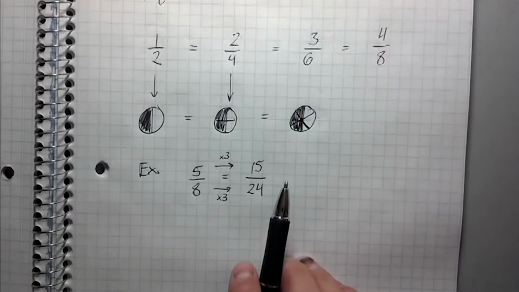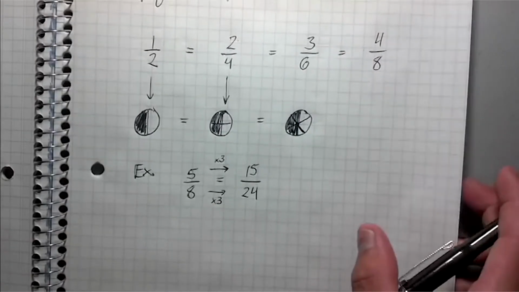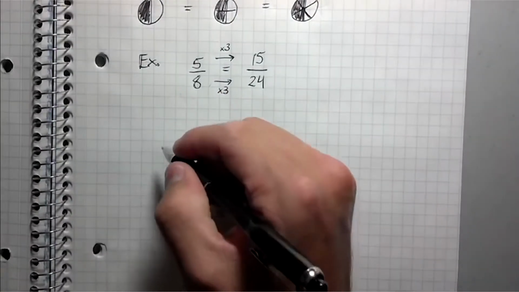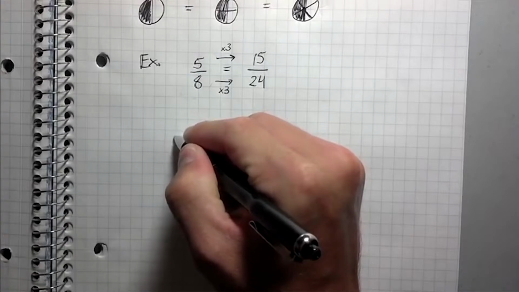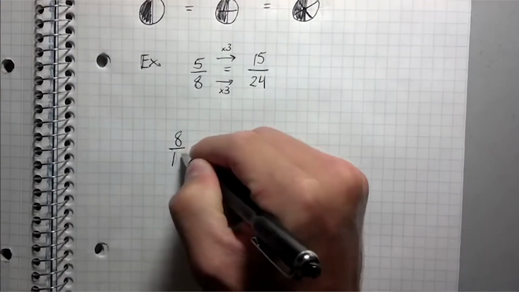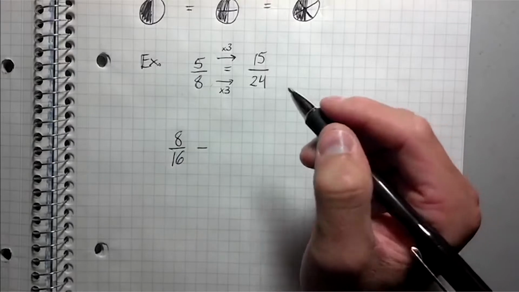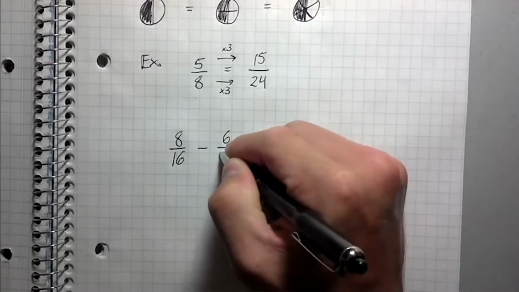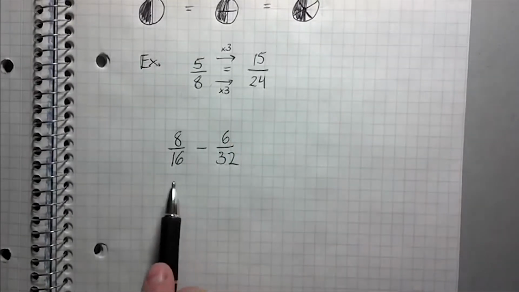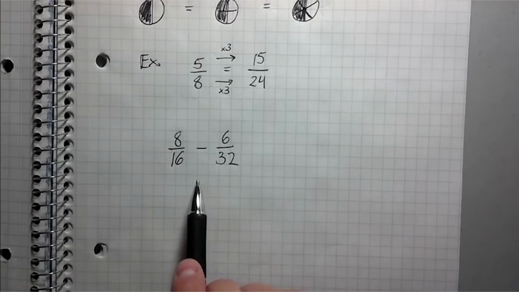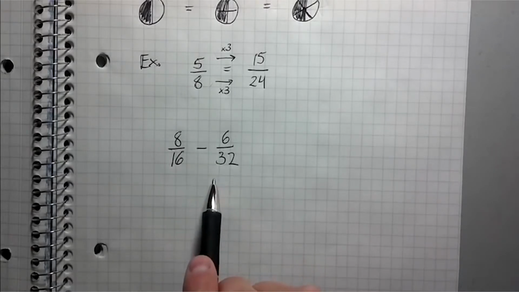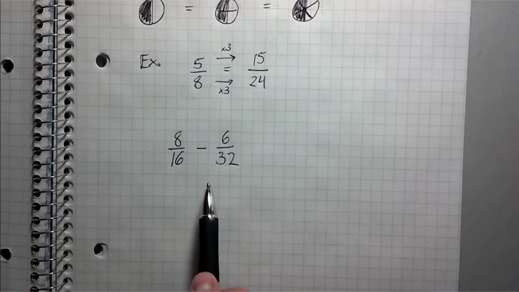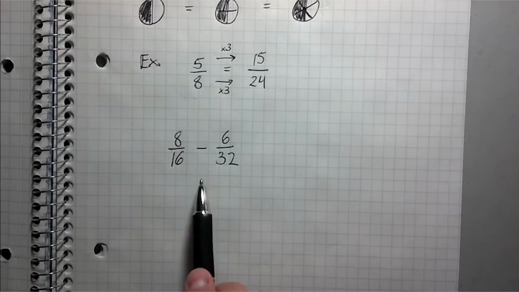So here's a real-world problem that you might actually encounter. Let's say that we had something like this. We had, I don't know, 8/16, and we're trying to subtract, I don't know, how about 6/32. So this is an adding and subtracting fractions kind of problem, and if you really want to go in depth on this, then go check out my video on adding and subtracting fractions. But I'm just going to use this as an example real quick because I think it is a very good way to illustrate the use of equivalent fractions.